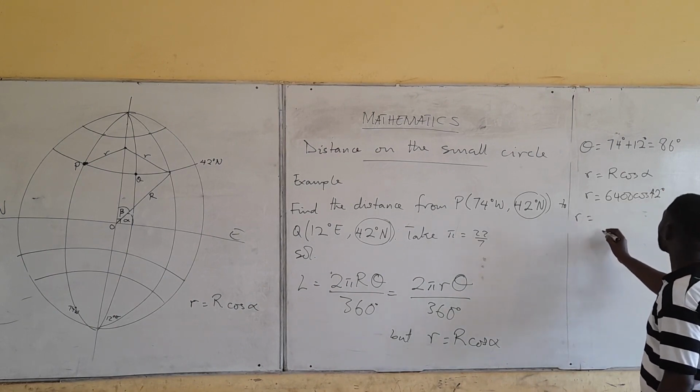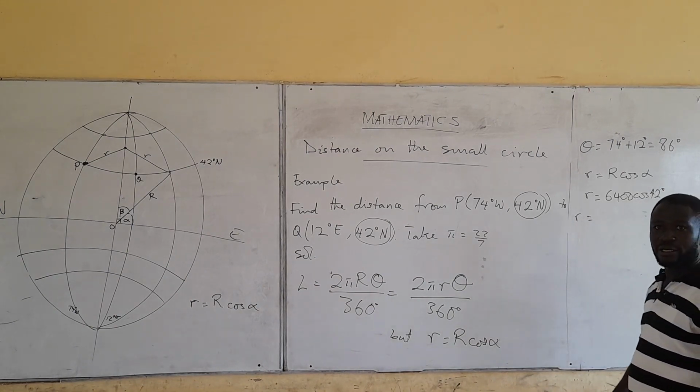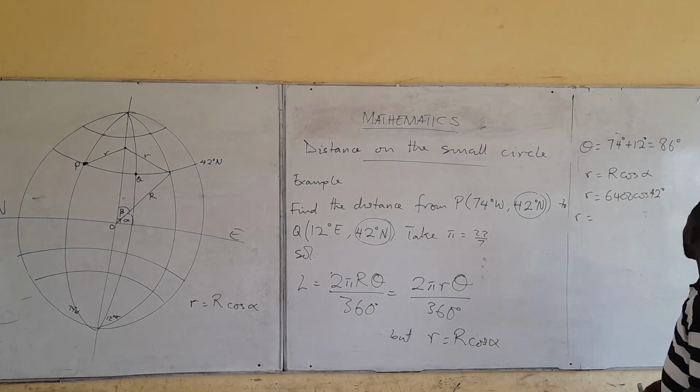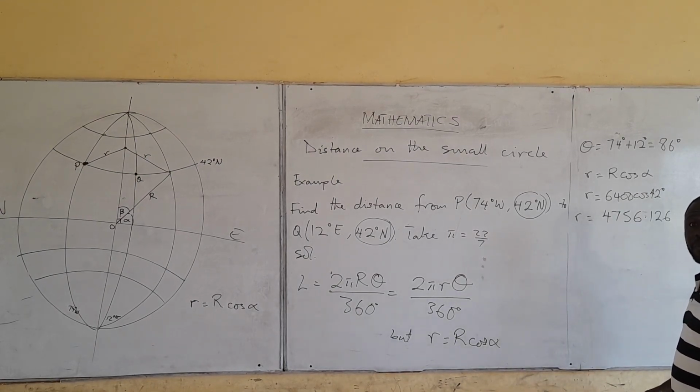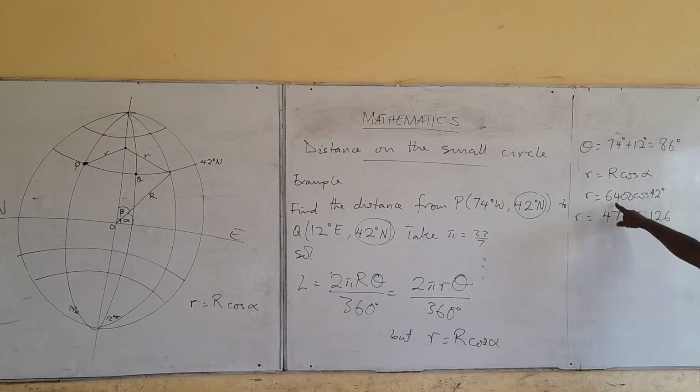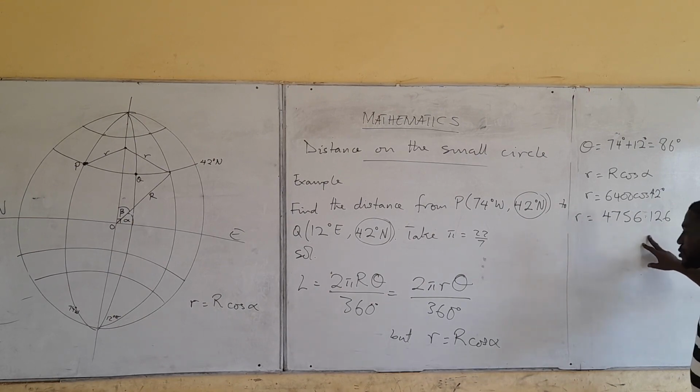So r becomes 6,400 on a calculator. 6,400 is our hypotenuse. So 6,400 cos 42 is equal to 4,756.126. So that is our radius, small r.